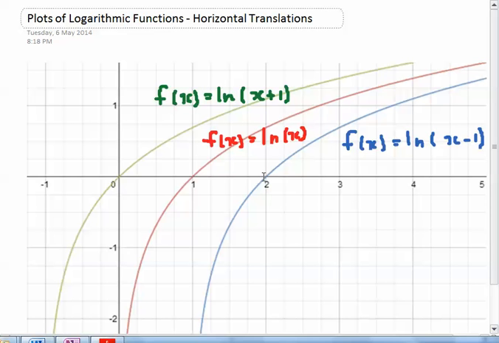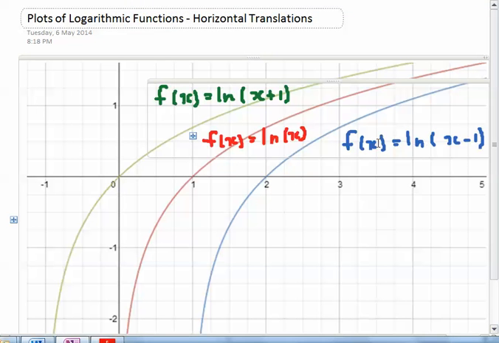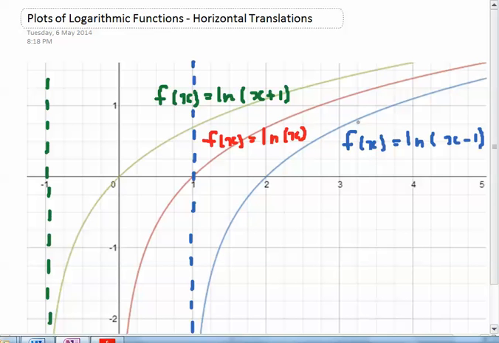Now do note that what we've also translated are the vertical asymptotes. So for the green one, the vertical asymptote is quite clearly x equals negative 1, so we could and should draw a vertical asymptote in there. And also with the other translation, the blue one, f of x equals ln of x minus 1, the vertical asymptote is not drawn in, but it should be drawn in at x equals positive 1. There we go, all drawn in.